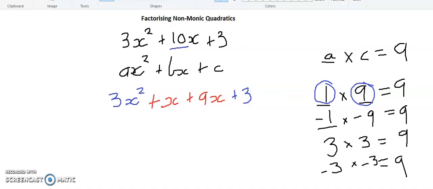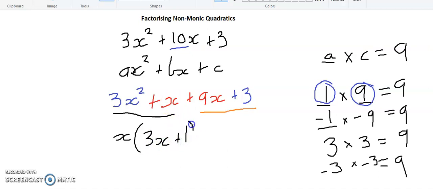Now I am going to simplify by looking at a common factor between 3x squared and x, and a common factor of 9x and 3. With my first pair, I can see that there's a common factor of x, so I'm going to divide both of them by x. 3x squared divided by x gives me 3x. x divided by x gives me 1.